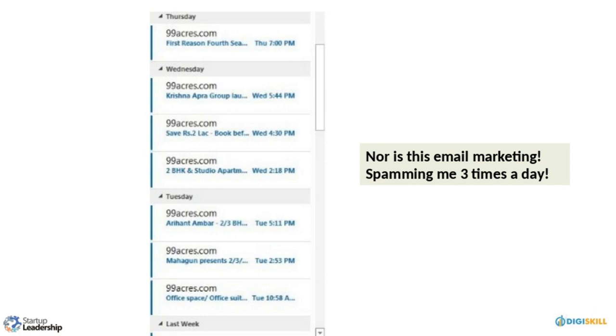In fact, I did do that. I reported it to my ISP saying that I'm being spammed by 99acres. So if 100 of us do the same thing, 99acres is going to get blacklisted, and they'll find it increasingly difficult to do any form of email marketing.